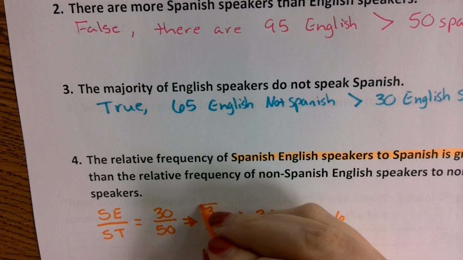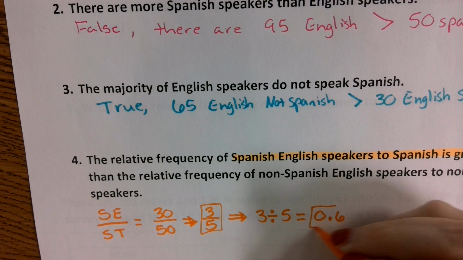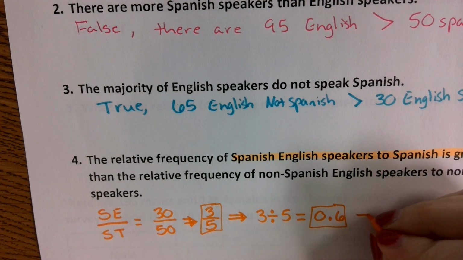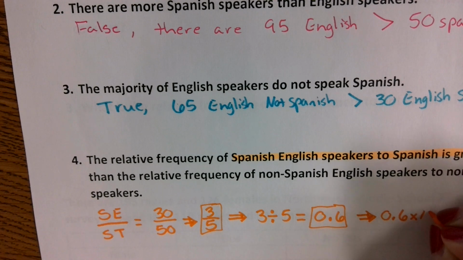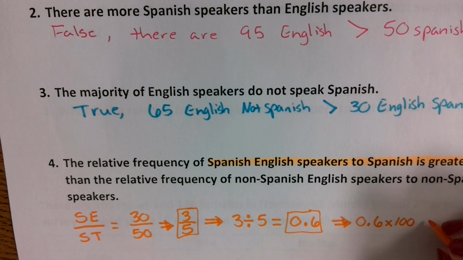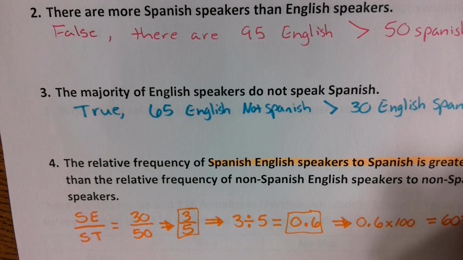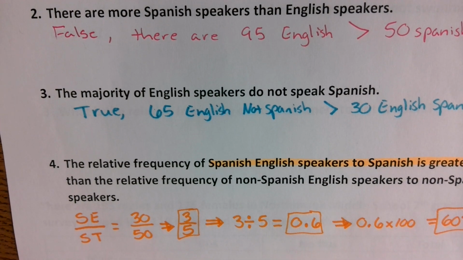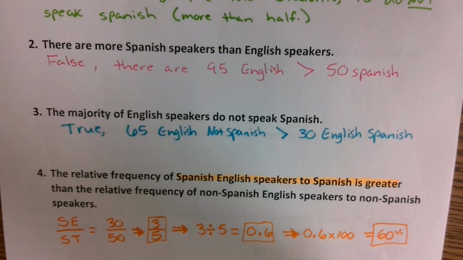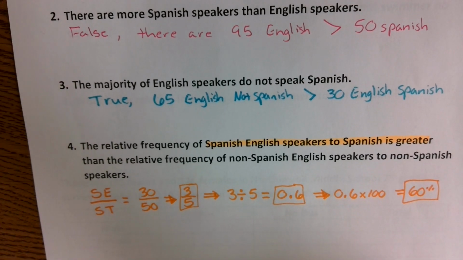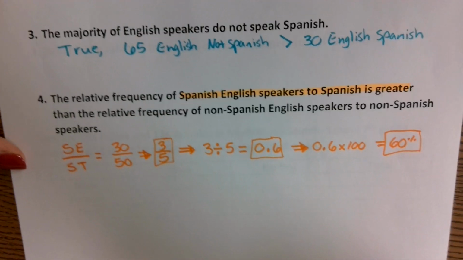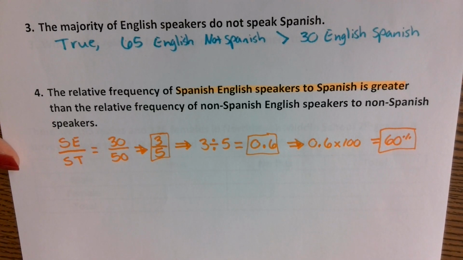So you can have it in fraction form. You can have it in decimal form. Or you can even put it in percent form, which means you take that 0.6 and multiply it by 100, and that comes out to 60%. Okay, it's always good to have it in all three formats for comparison. It's probably easiest to do a comparison when it's in percent form, though.